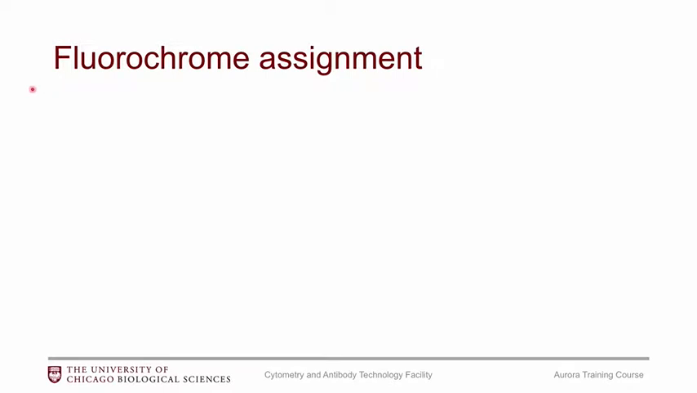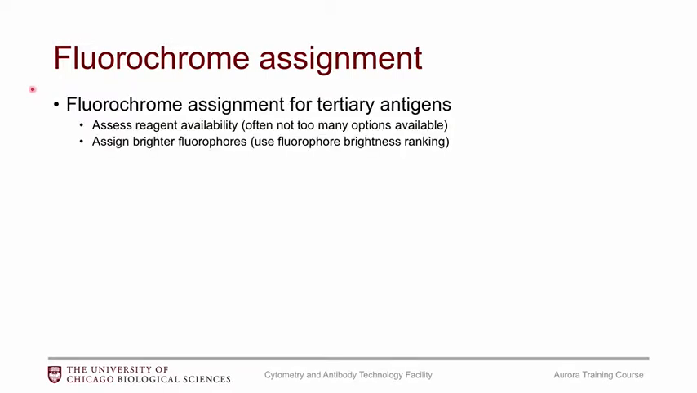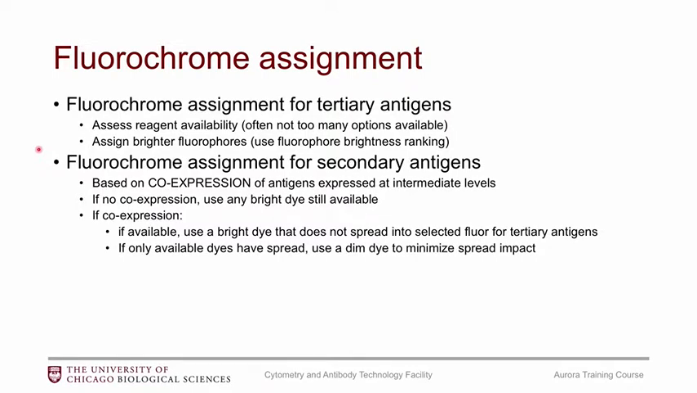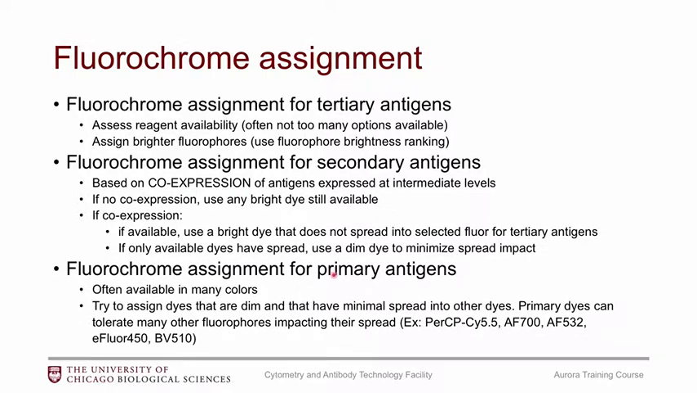So there's a few different ways to assign the fluorochromes once you have decided on what markers you're using and taken a look at the spread matrix. You can start with your tertiary antigens because those may have the most limited options. Then you can place your secondary antigens, but you want to be wary of co-expression. And then finally, you can place your primary antigens, because usually those primary antigens come in a lot of fluorophores, so they should be relatively easy to place. Or if you want to, you can start with the easy ones, the primary antigens, and then work your way backwards.